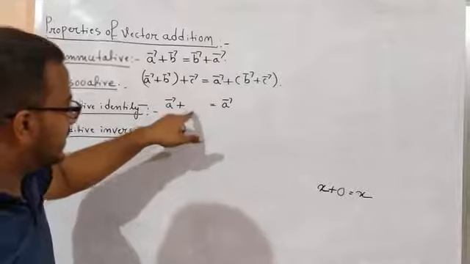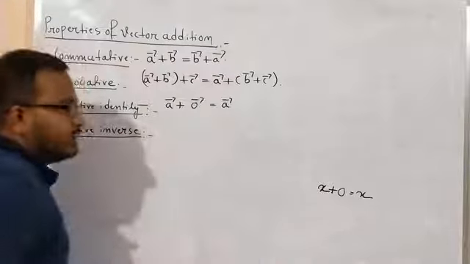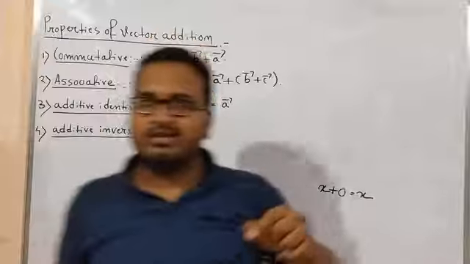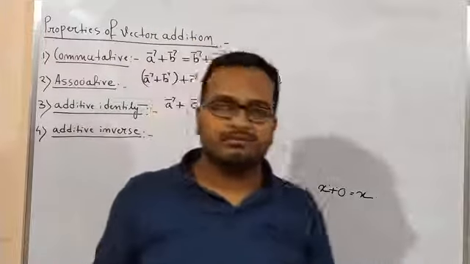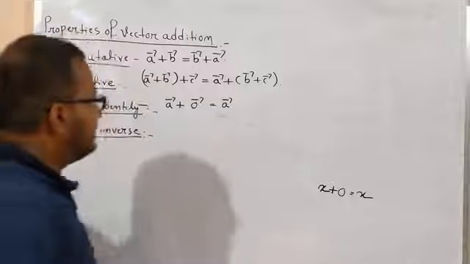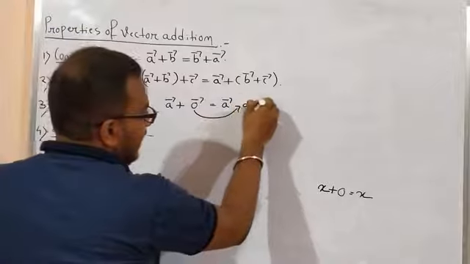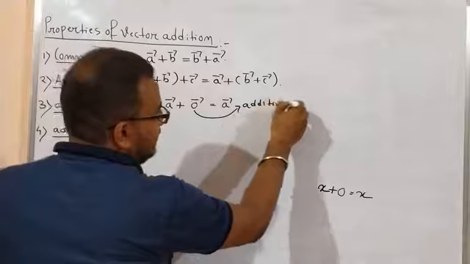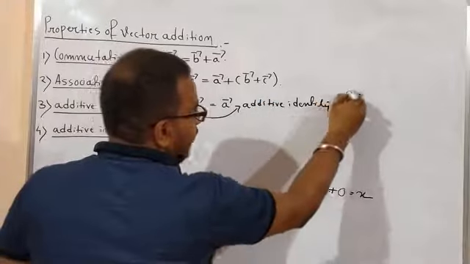Now what will be this quantity? We have already learned that the zero vector is there, right? So if you add the zero vector to any vector quantity, then you will get the vector quantity itself. Okay. So in this case, this zero vector is known as the additive identity of a vector.